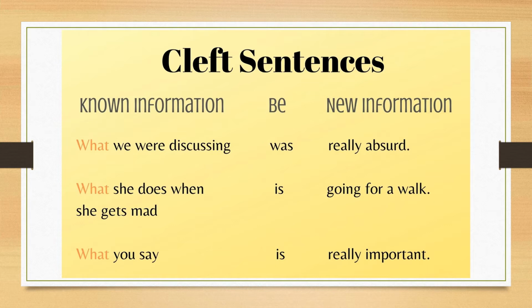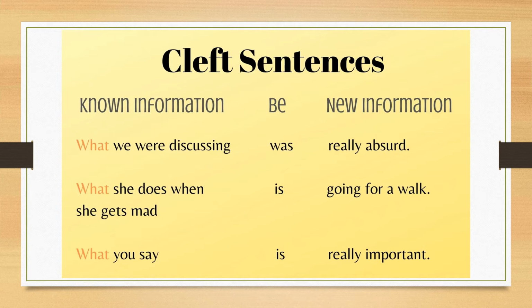This is one. So the focus is in the new information. How was it? This is the part that we are emphasizing when we use cleft sentences. What she does when she gets mad is going for a walk. So in the first part, it gives us the context, and in the second part, after be, we have the new information that is the focus of attention.